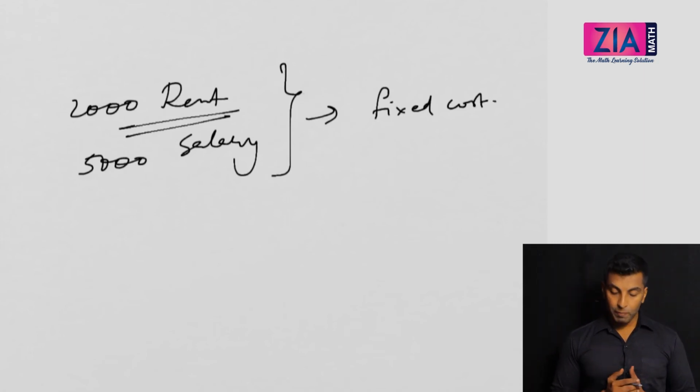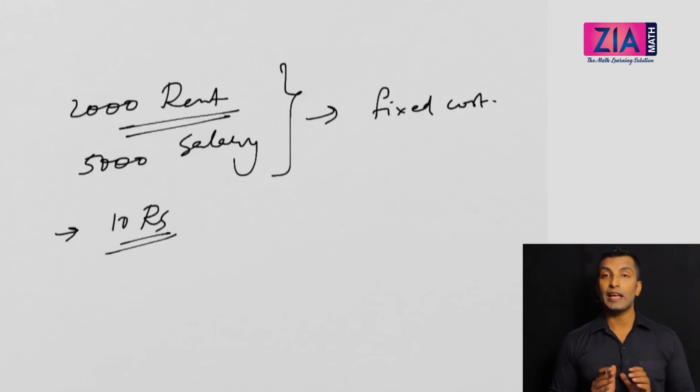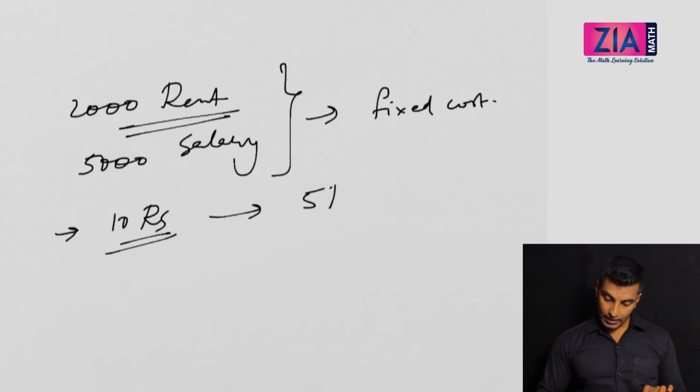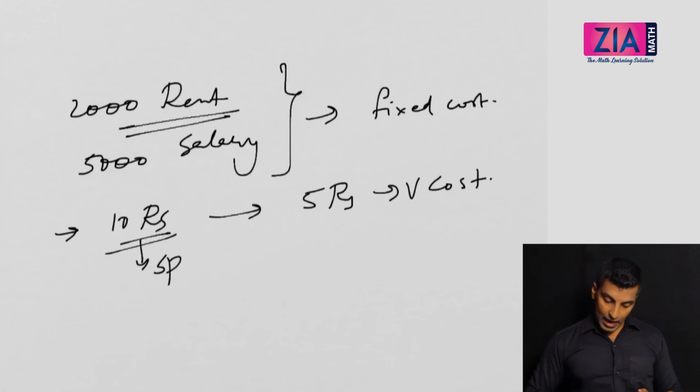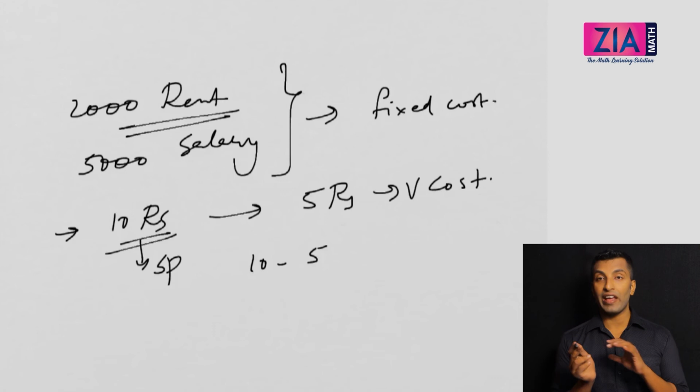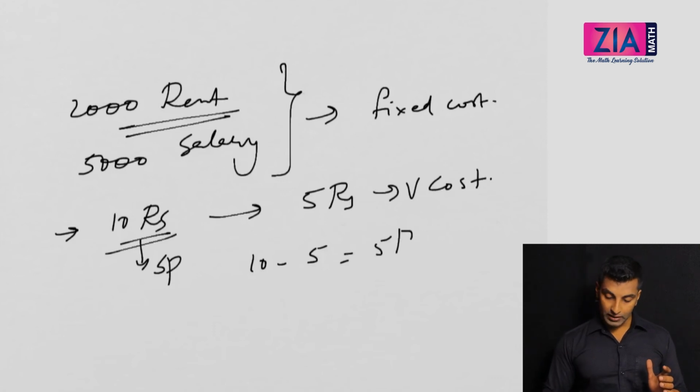Now in this shop you are producing some item, sweets or something. The selling price of that item is 10 rupees and the cost incurred on that, meaning the variable cost, is actually 5 rupees. So this is selling price and this is variable cost. So what is the margin on each item? The margin on each item is 10 minus the variable cost, that is 5 rupees. Margin on each item is 5 rupees.